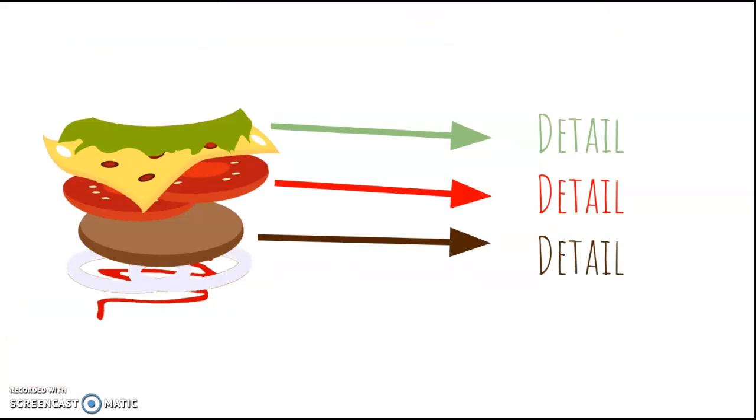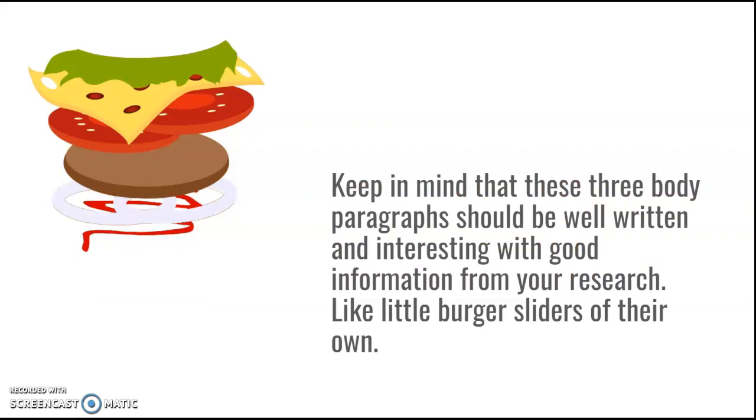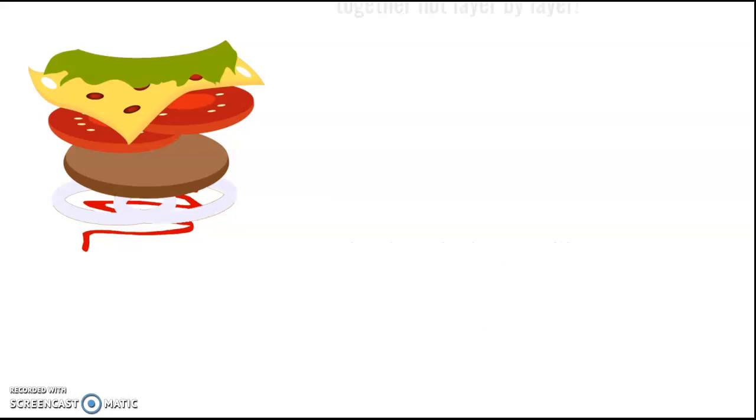Once you get through your introduction, you're going to focus on those details, all that information that you found during your research. And you're going to turn all of this information into your body paragraphs. Keep in mind that these 3 body paragraphs, 3 is all I'm requiring for this essay. Your 3 body paragraphs should be well written and interesting with good information from your research. They're going to be like little burger sliders of their very own. You should have a good topic sentence, you should have great detail with citations, and then you have a little bit of a transition conclusion into your next body paragraph.